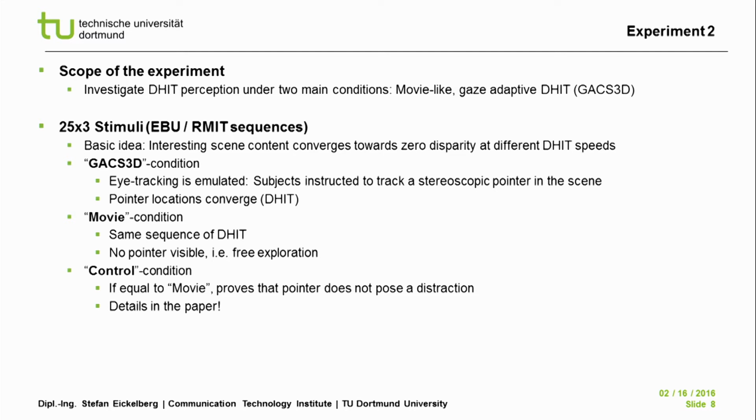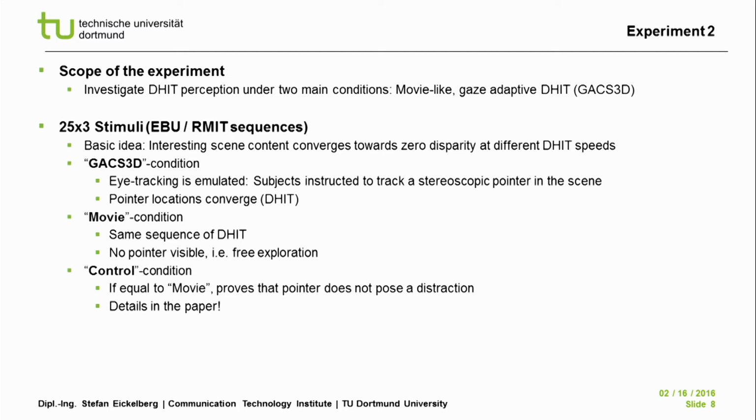We chose to go this way, emulating the eye tracking, because we need to ensure that all subjects are presented with the same sequence to make the results comparable here. So the second condition is the movie condition. We use the same sequence of DHIT as in the first experiment, but the pointer is not visible. The subjects are allowed to explore the screen freely.